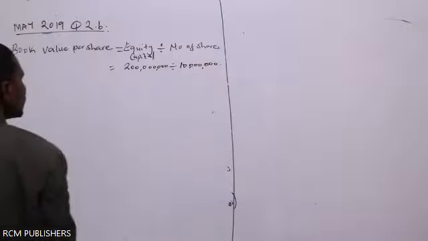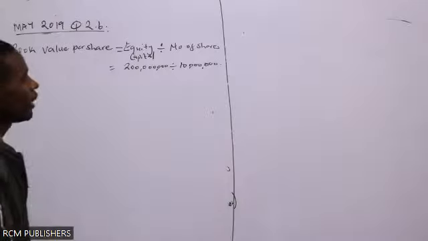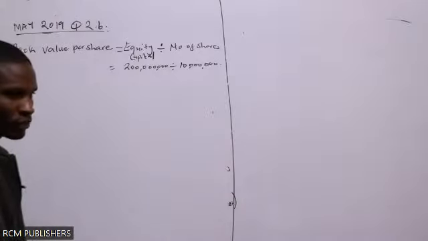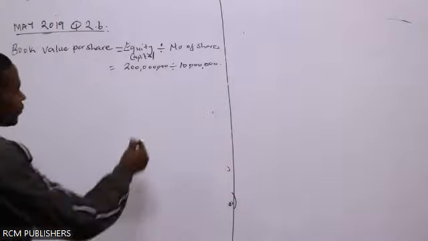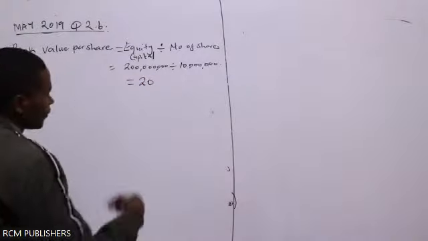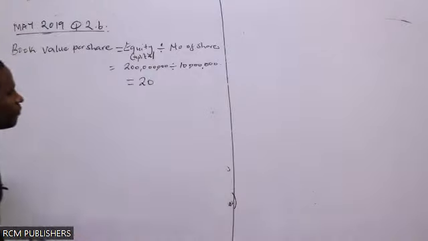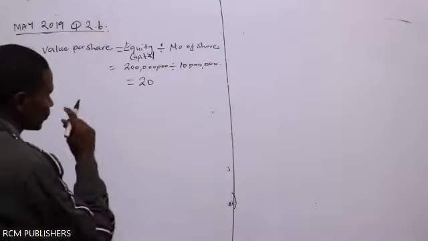So what will be my book value per share? What will be my book value per share as far as this is concerned? I can see it's 20, yeah? This will be equal to 20. Of course, is it 20 million, by the way? No, it's shillings 20.